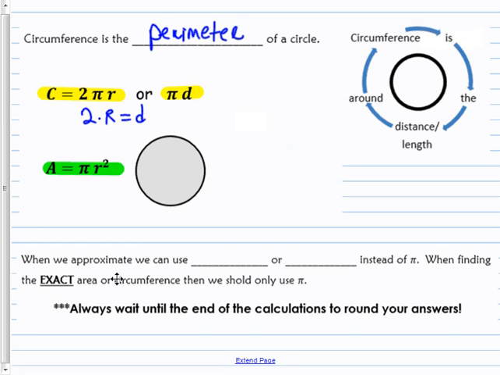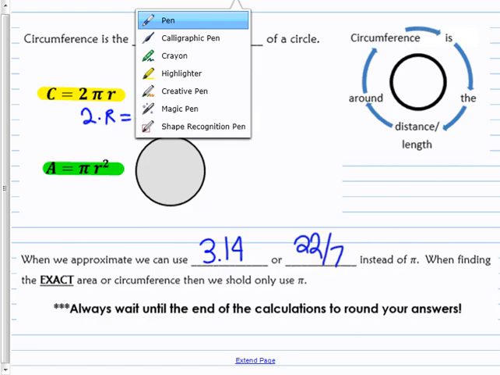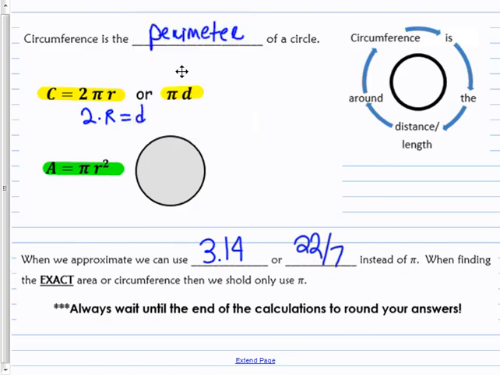When we approximate pi, we use 3.14 or 22/7 instead of the pi button. If you have your scientific calculator, you can use the pi button. Otherwise, we can use 22/7 or 3.14, which is a little bit more common. If you're working something out on paper, 3.14 is probably the easiest and probably what you see used the majority of the time, which is quite fine.